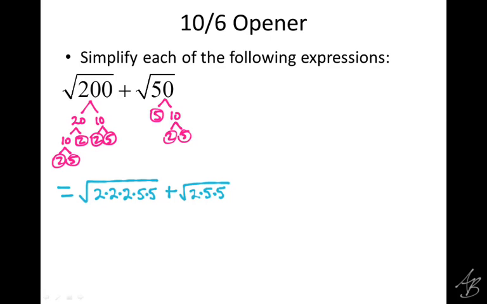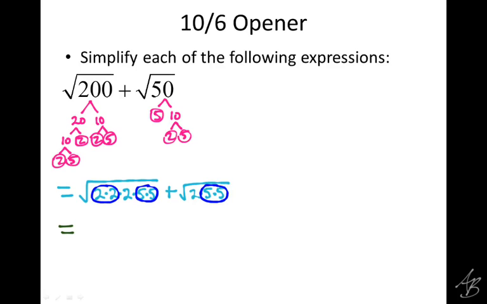We want to simplify each of those square roots, so we're going to circle pairs, right? Any pair that we have inside of one of those square roots is going to go outside of the square root. So for the first one, we have a pair of 2's and a pair of 5's. And the second one, we have a pair of 5's, right? So those circled pairs now are going to go outside the square root. So we're going to rewrite it again.